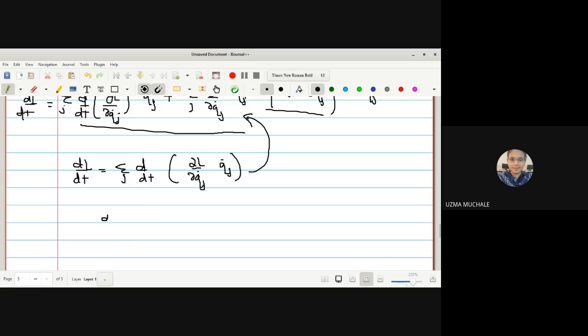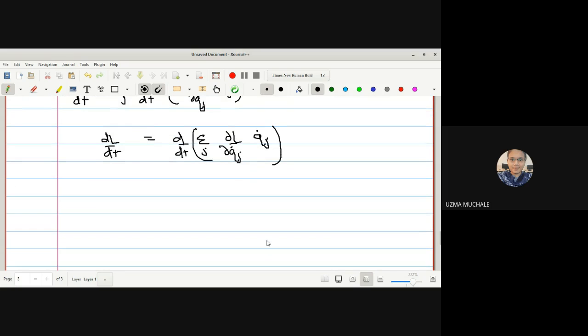We can write the result as: first we write this summation inside d by dt, summation over j dou L by dou qj dot into qj dot. Okay, now if I take d by dt outside, we have L minus summation over j dou L by dou qj dot into qj dot equal to 0. We have only taken d by dt common. Now we can integrate and get the result.